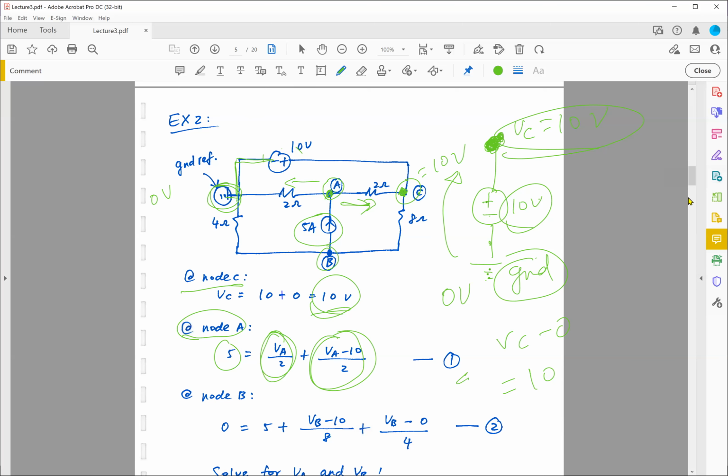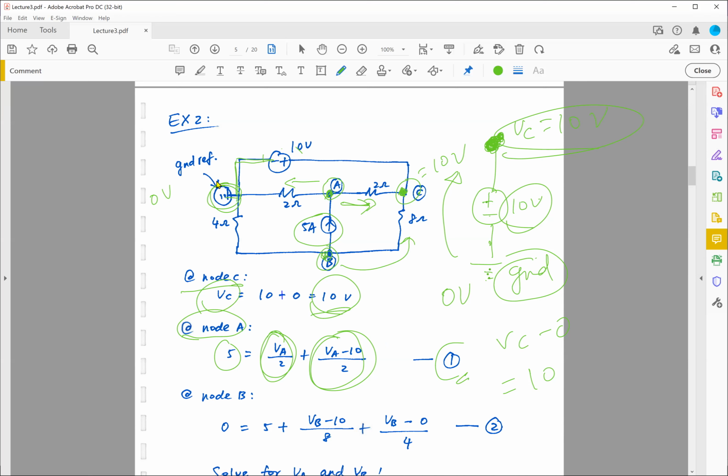And this is my equation number 1, since VC is already found. Okay, so at node VB, which is this node here, by the same token, I'm going to start with this term first: VB minus 10 divided by 8, which is the current flowing out of the node. So that's this term over here.